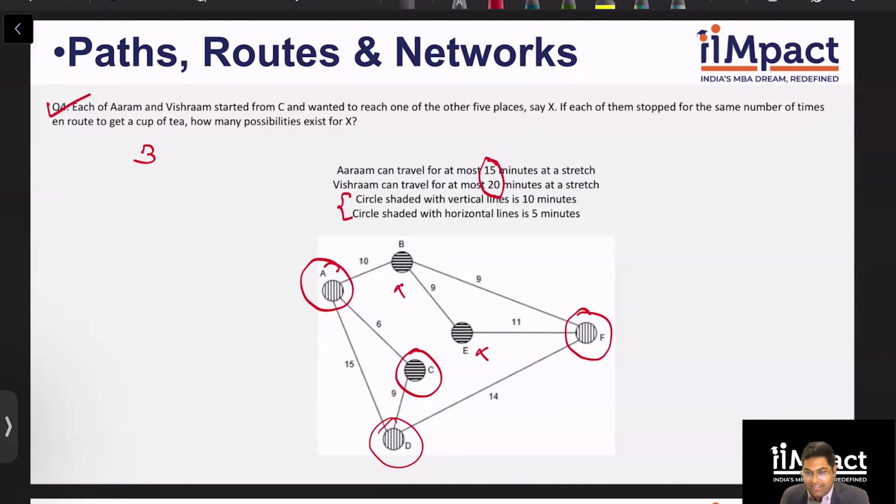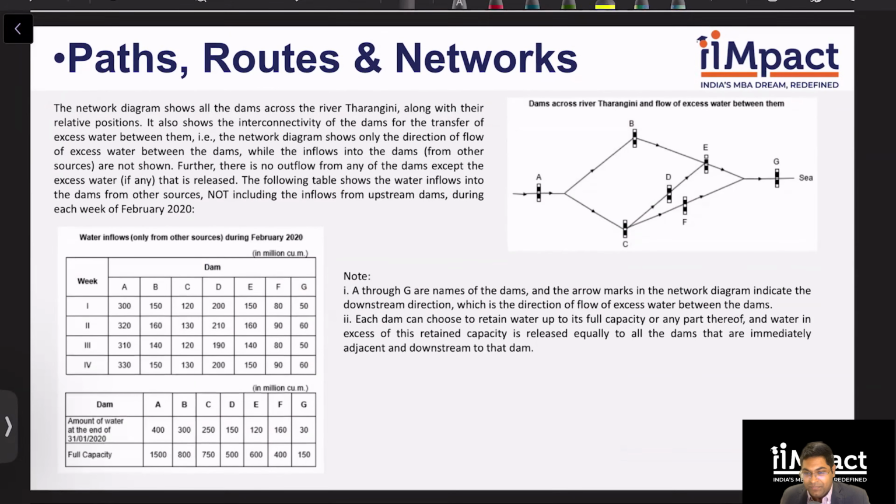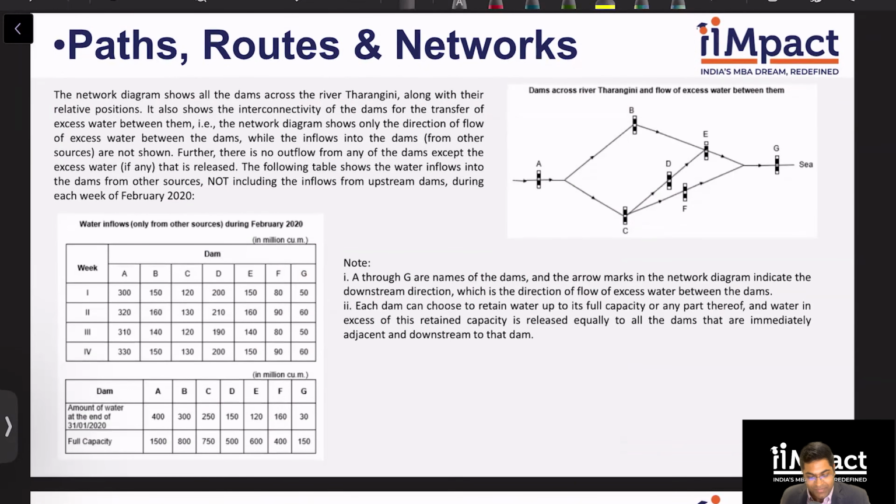Let's look at the last set. Clearly a very lengthy looking set. But let's see what's the logic, and let's see if we can get a few low hanging fruits quickly on this. The network diagram shows all the dams across the rivers along with their relative positions. It also shows the interconnectivity of the dams for the transfer of excess water between them. While the inflows into the dam from other sources are not shown in the diagram.